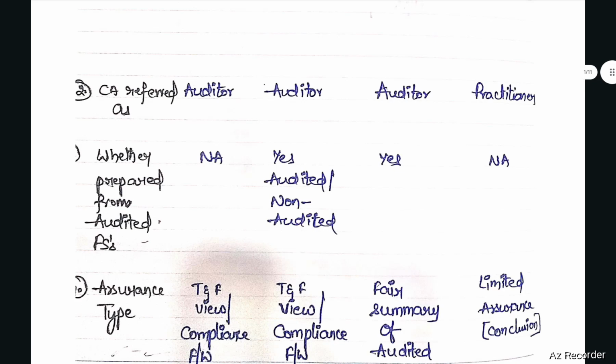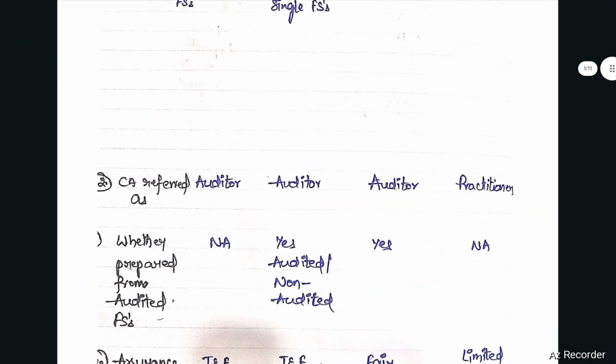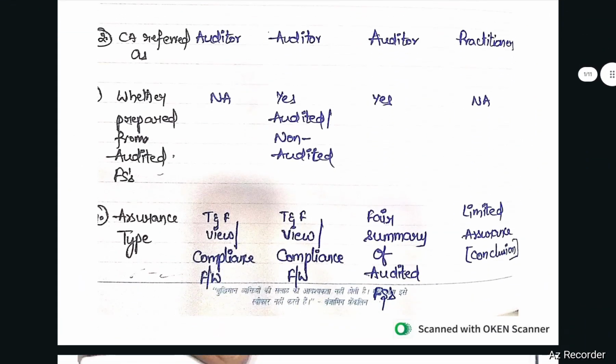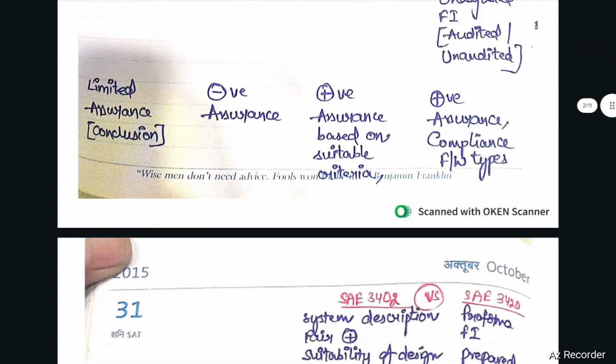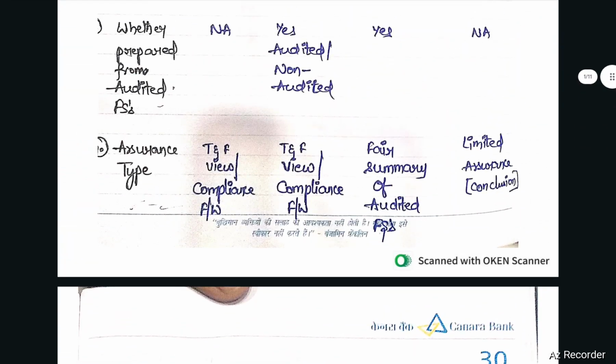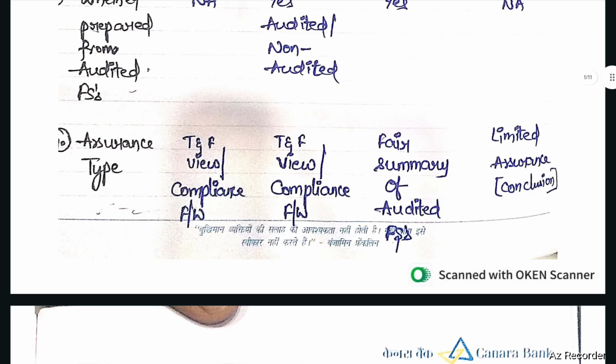Next, assurance types. In case of SA 800, we give true and fair view or compliance framework opinion. Next, in case of SA 805, we give true and fair view or compliance framework opinion. Next, in case of SA 810, we give an opinion on whether the summary financial statements are a fair summary of the audited financial statements.